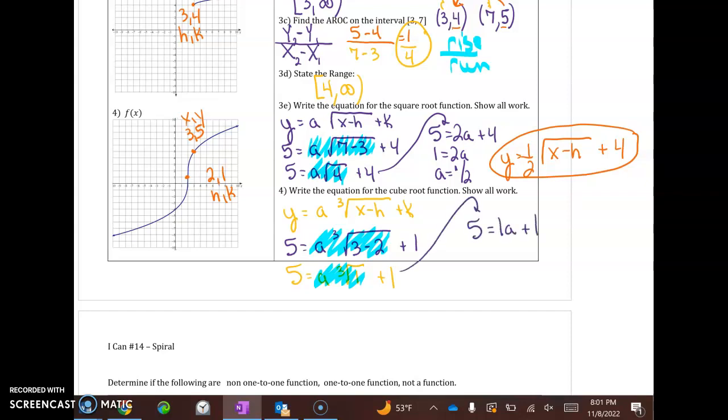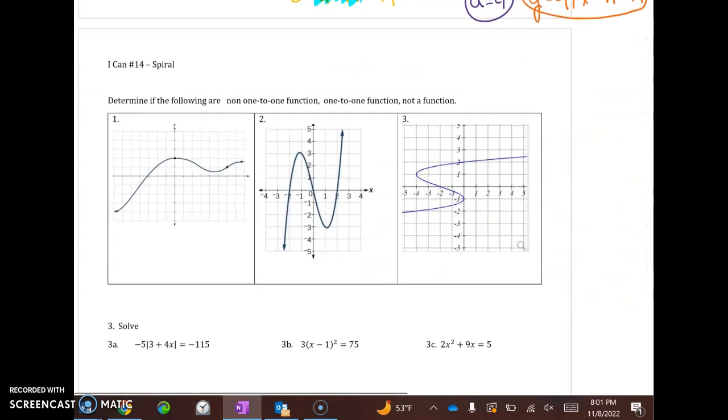And now to get a by itself, I'm going to subtract 1. And then I'll divide by 1, so I get my 4. And just like before, when I write my answer, I'm going to write it as y equals the a value. Don't forget your little cube root, x minus my h plus my k. All right, so that is ICANN 10, first attempt, and now let's take a look at a spiral.